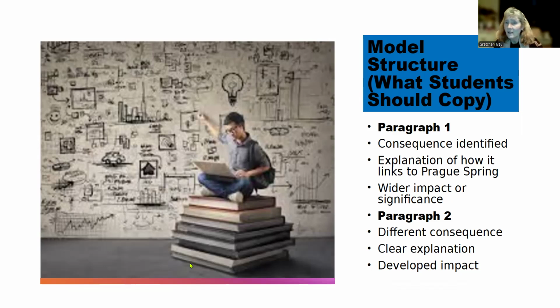Okay, so paragraph 1, you will identify a consequence. This is a good structure. Explain how it fits and links into the Prague Spring and the wider impact or significance. Paragraph 2, you'll do a different consequence, but you'll pretty much follow the same format: clear explanation, and develop the impact.